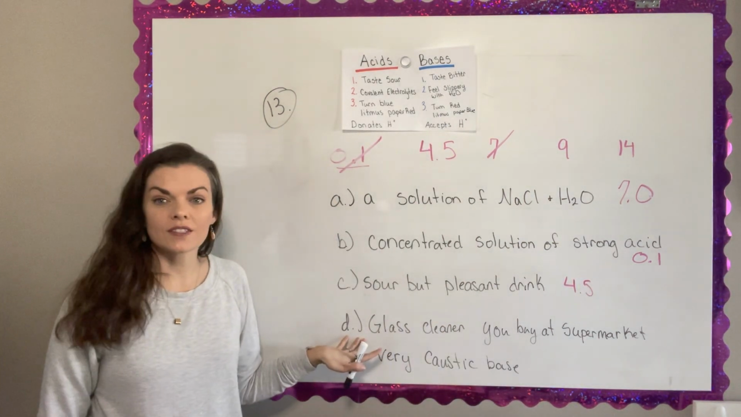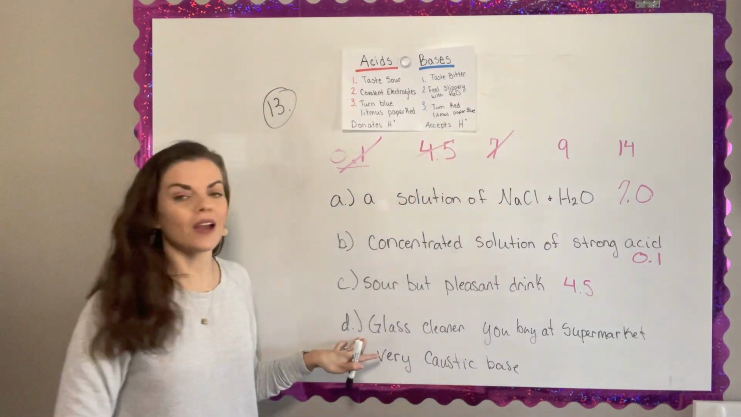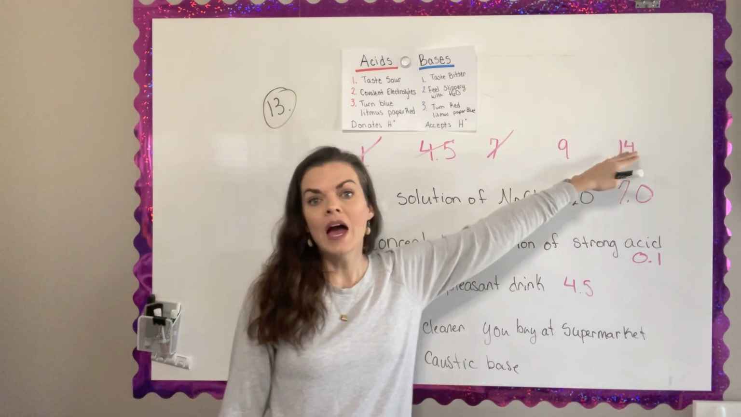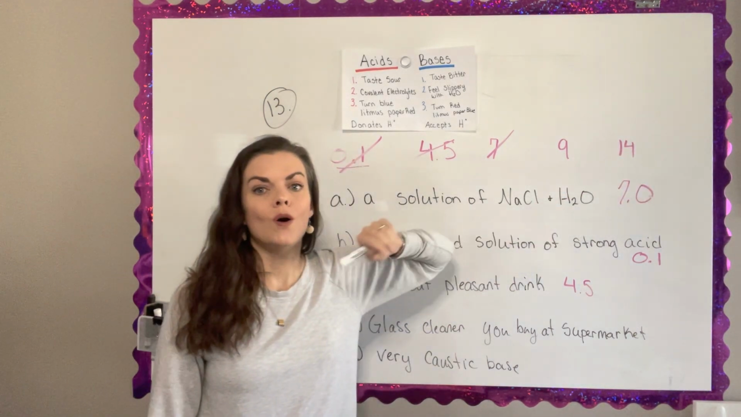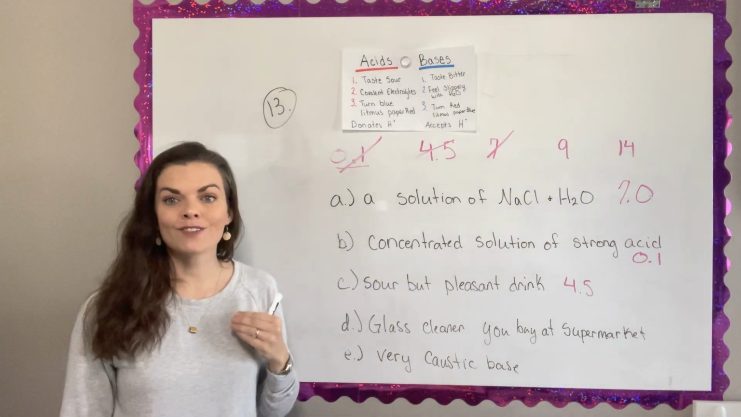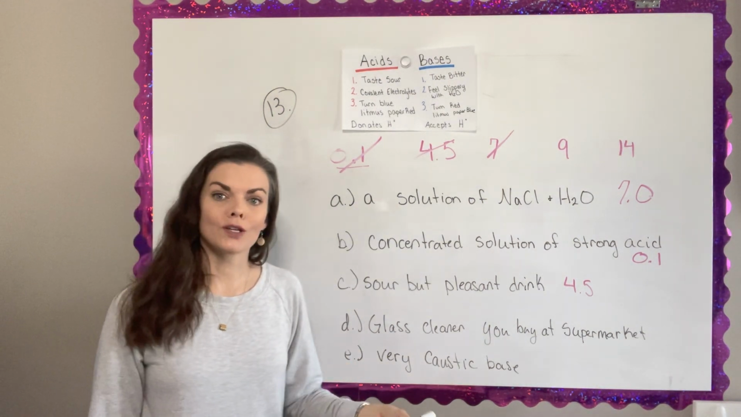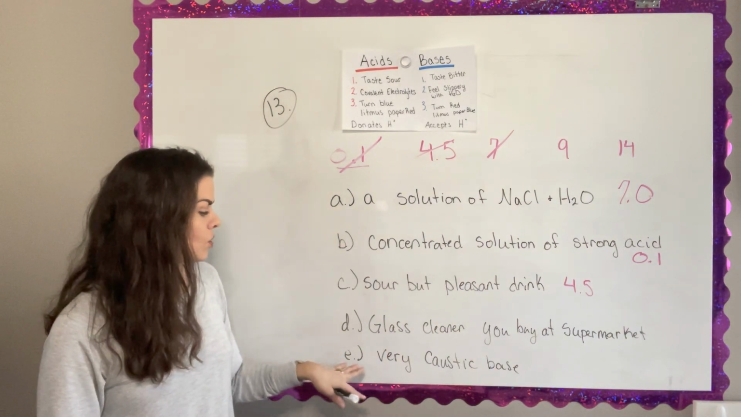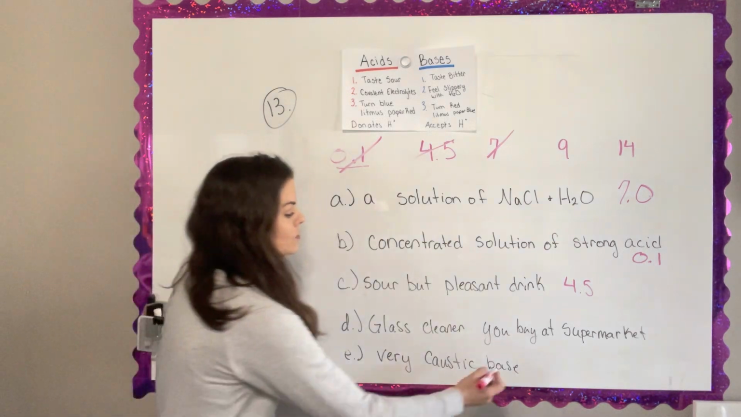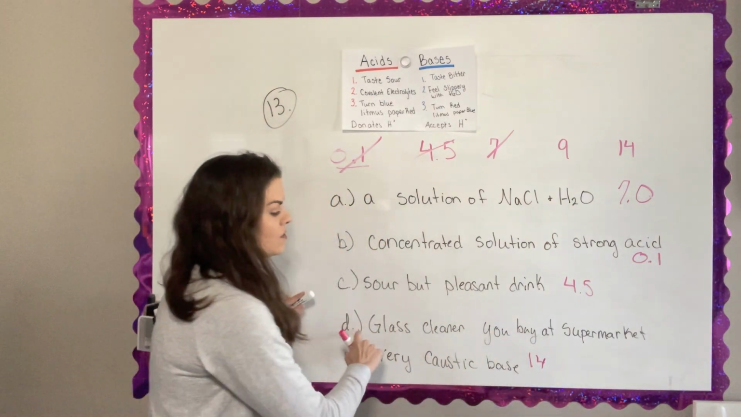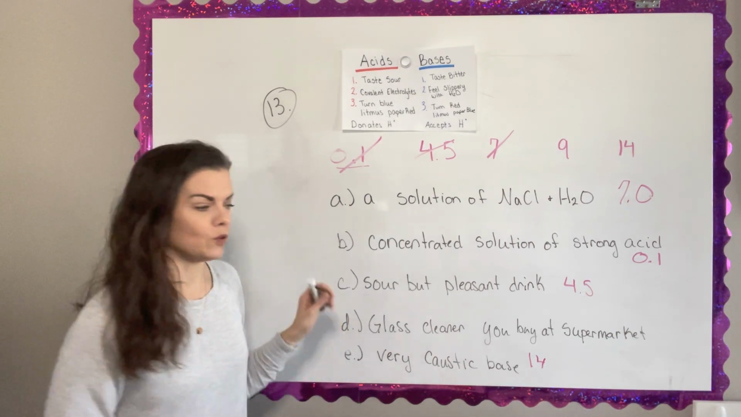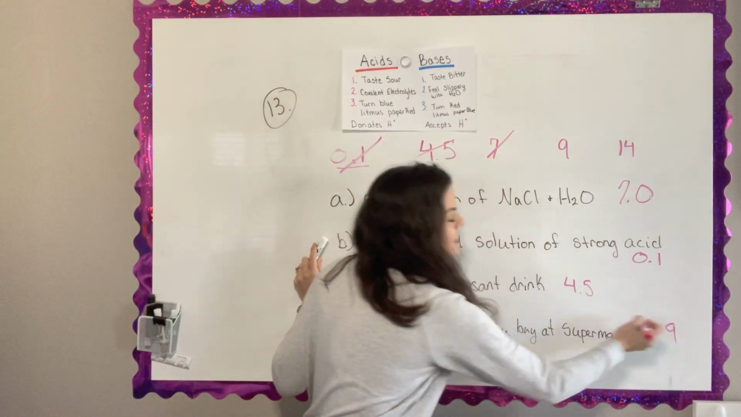D tells us glass cleaner that we buy at the supermarkets. I've got 2 left. I have 9, which is basic, and I have 14, which is basic. Now, 14 is very basic. You're probably not going to find anything of that pH at your supermarket or grocery store. And E also tells me this one is very caustic. So I know that this one's going to be 14, and then a regular glass cleaner, like Windex, the blue stuff you spray on your windows, is going to be 9.